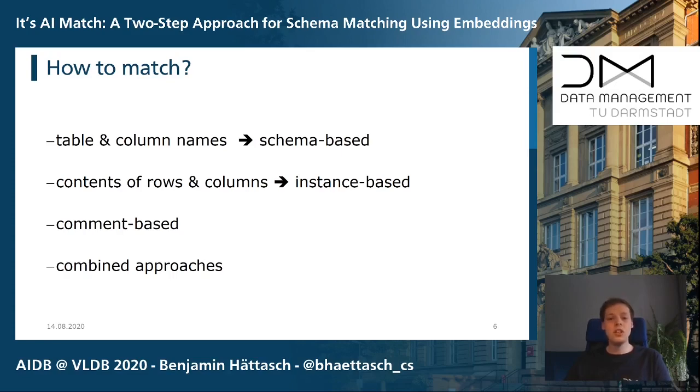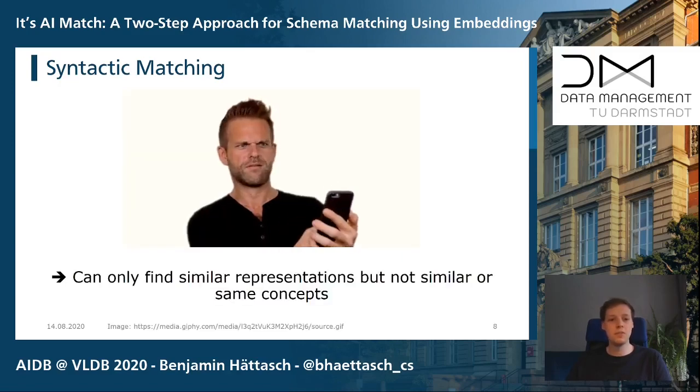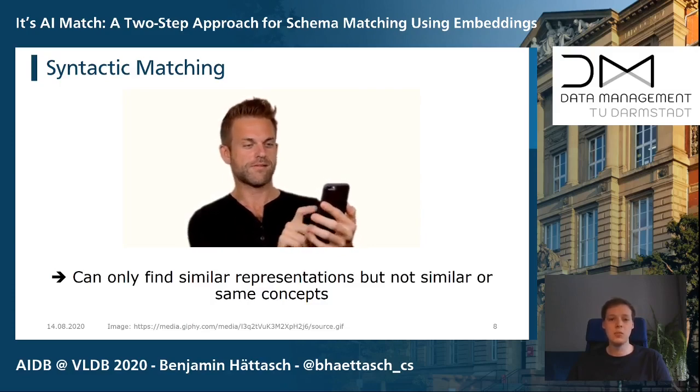The first and early schema matching approaches tried syntactic matching, so they only looked, for example, at edit distances and tried to find words that are the same or very close. But as you can see, this won't help. You won't find, for example, that source and origin are roughly the same. But on the other hand, words like house and mouse have only an edit distance of 1, although they are quite different. So syntactic matching can only find similar representations, but not the same concepts. That is what we're really looking for.